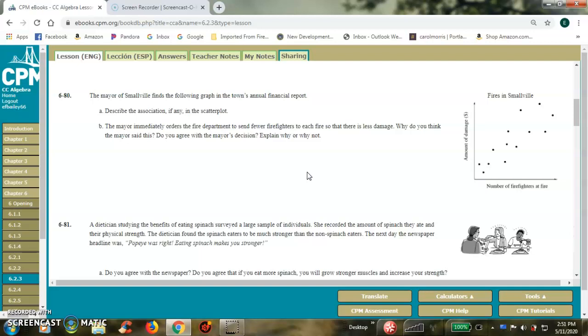Okay, so clearly I can understand why the mayor might say this based on the graph. Of course, the mayor seems a little short-sighted to me, but anyway, it does appear from the graph that the fewer the firefighters, the less damage. Right? So if you weren't really thinking, you might think, well, I guess more firefighters must cause more damage. Obviously, that makes no sense at all.